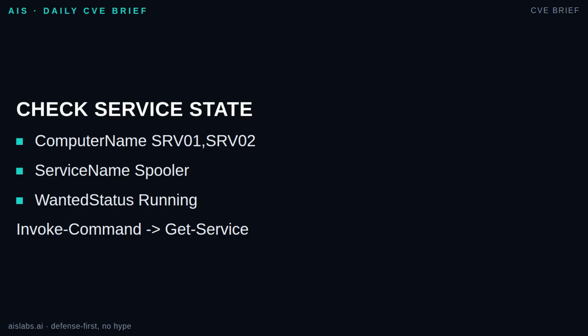The body uses Invoke-Command -ComputerName $ComputerName -ScriptBlock { param($Name) Get-Service -Name $Name } -ArgumentList $ServiceName. Then Where-Object Status -eq $WantedStatus, then Select-Object PSComputerName, Name, Status. Same script, many targets, no editing.